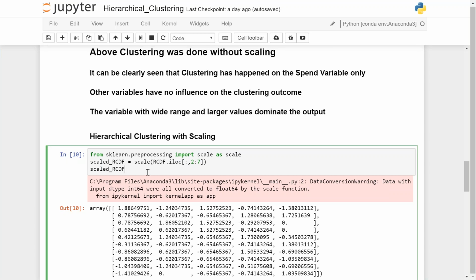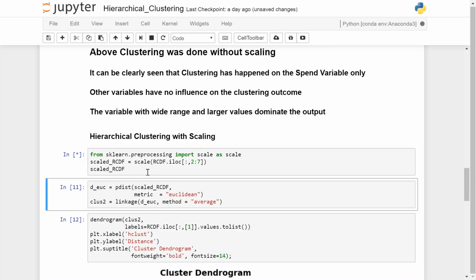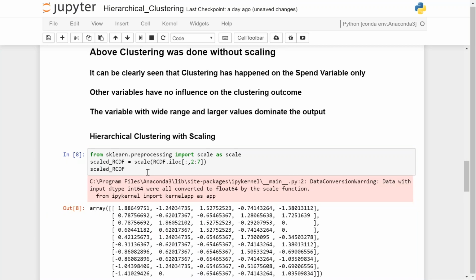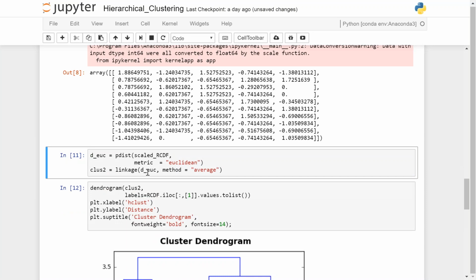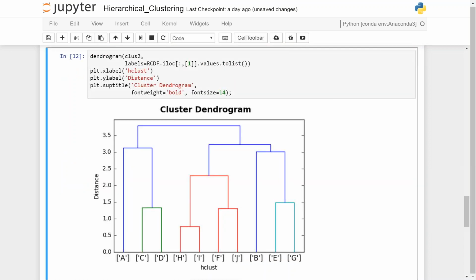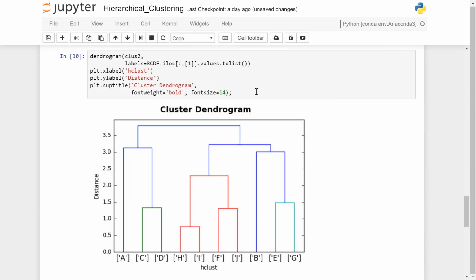So let's quickly do scaling of our variables. For scaling, I'm using sklearn.preprocessing and using the scale function from it. Having done the scaling, let's move forward. We now call the pdist pairwise distance function on the scaled data frame, the scaled array, and the linkage algorithm is also called with method equal to average. Let's print the dendrogram. So this is the dendrogram.